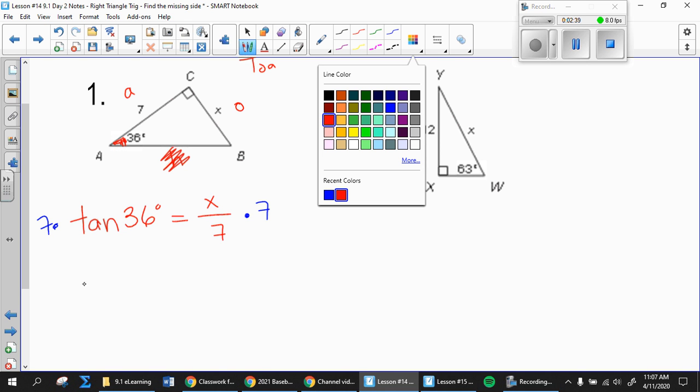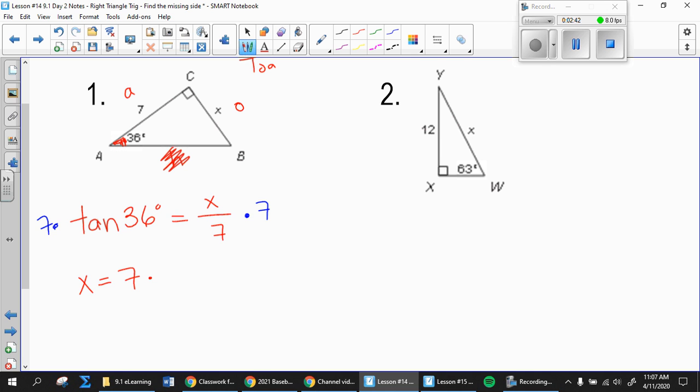That's going to give me x equals 7 times tangent of 36. That is an appropriate answer. If you're looking at the ACT, they're going to give you the answer as 7 tangent of 36 because they don't require you to type it into your calculator. If you're typing into your calculator and getting a decimal, make sure your calculator is in degree mode because we're working with 36 degrees. Then we simply type in 7 times tangent of 36. If we round that to the tenths, we should get 5.1.